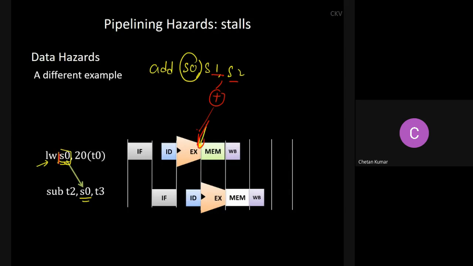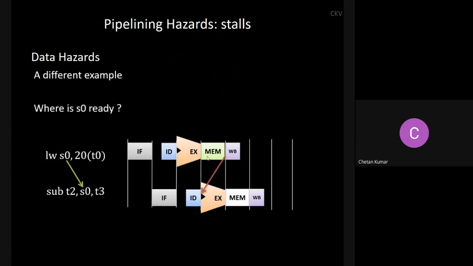But when will the S0 value be available in the case of load instruction? Where do you get the S0 value from? You will be able to get the value of S0 from memory, so the value will be available here. If the value were available here, you could have directly forwarded, meaning the next stage would get the output. But if the value of S0 is available only at the end of this stage, whereas you want to compute the next instruction in the EX stage itself, it will be a problem. This way you will not be able to forward in this case.